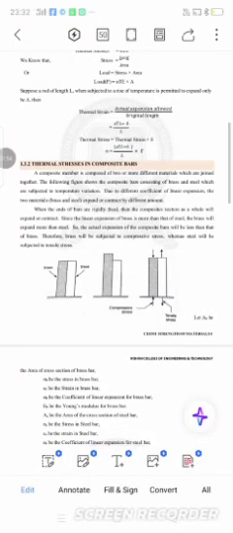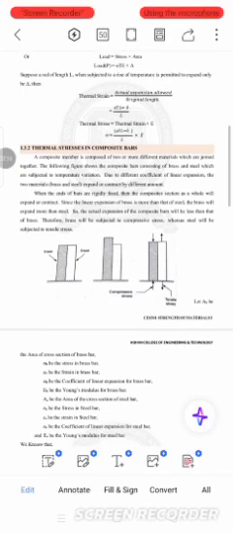Next important topic is thermal stresses in composite bars. For example, a bar consists of brass and steel. It is called composite members of different materials which are joined together. The following figure shows the composite bar consisting of brass and steel, which are subjected to temperature variations, due to the different coefficients of linear expansion.